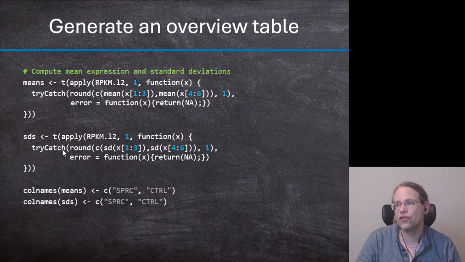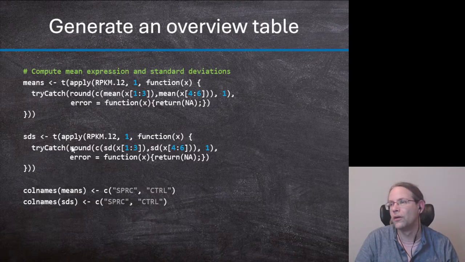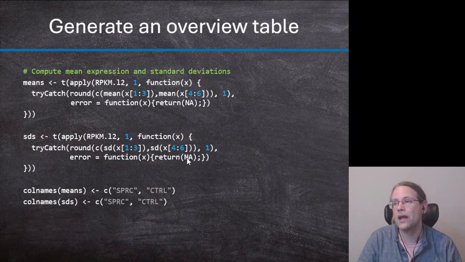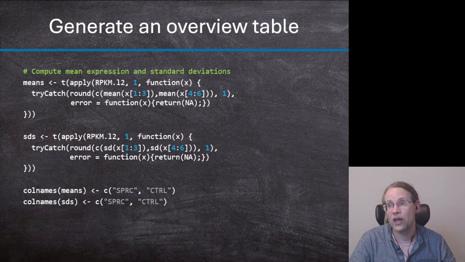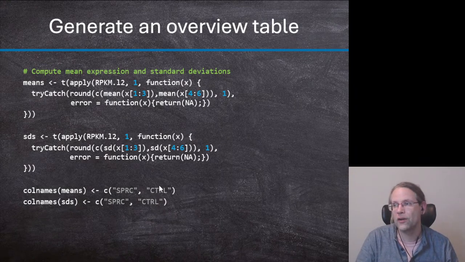For the standard deviation, same thing. So we do exactly the same. We go through each of the rows of the RPKM values, and we take the first three samples, compute the standard deviation, take the second three samples, compute the standard deviation, round the standard deviation down. If for any reason we cannot compute it, return an NA value. And of course, I'm going to put the column names on there. So I'm going to say the column names of the mean are SPRC and control, and the same thing for the standard deviation so that I know which group is which, right? So the first three samples are the SPRC samples and the second three samples are the control samples.